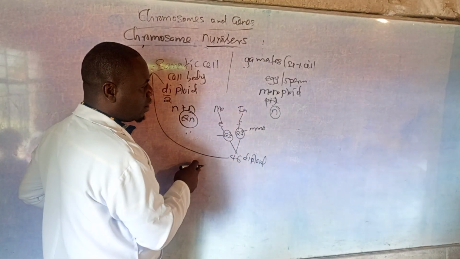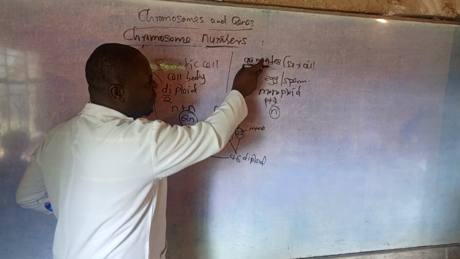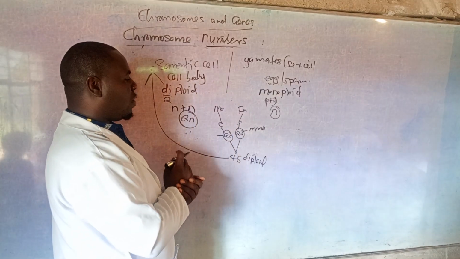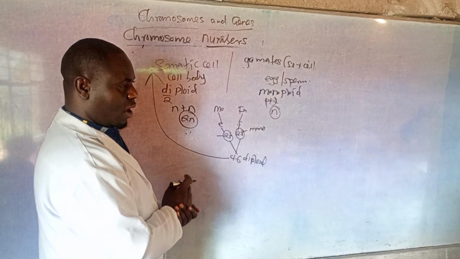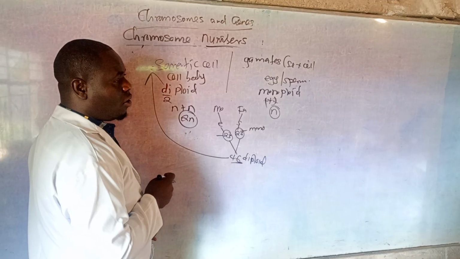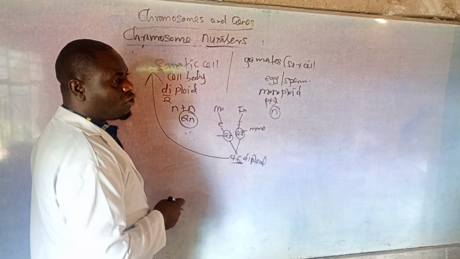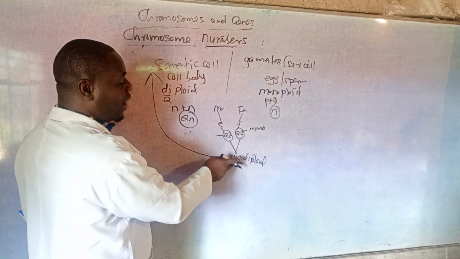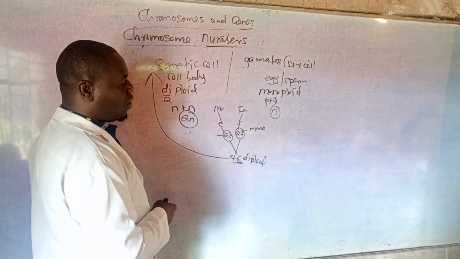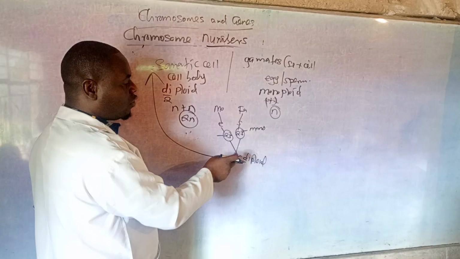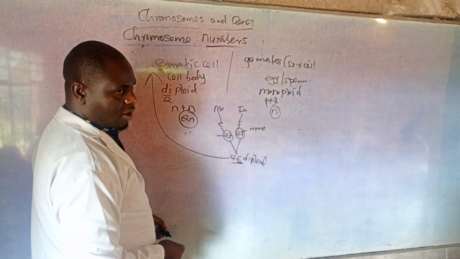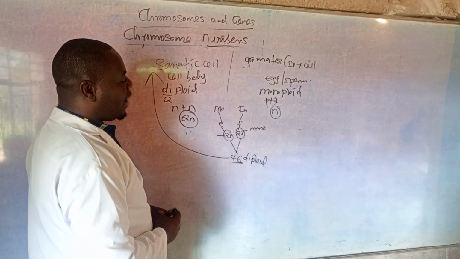Monoploid is half, which comes from the egg and the sperm. When they combine, they form the double number, the diploid number, which is 46. So how many chromosomes are in the somatic cell of a human being? 46. How many chromosomes are there in the sex cell or gametes of a human being? 23. The double number is 46.